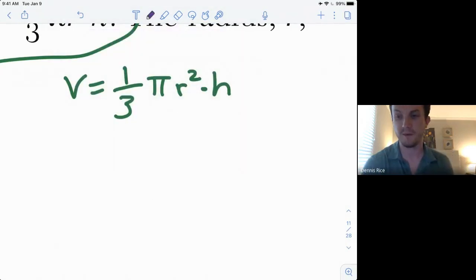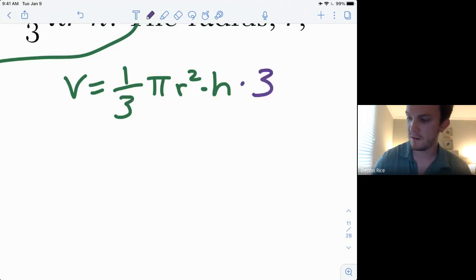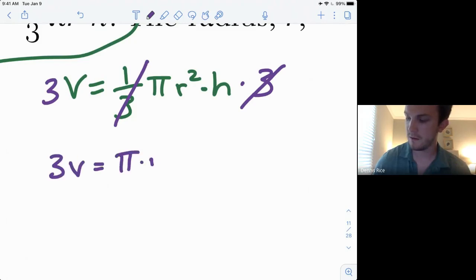I like to get rid of the fraction first. So how could I get rid of the 1/3? How can I get rid of the 1/3? Times 3. So let's get rid of that. That becomes 3v. And now in one move, I'm going to get rid of pi and h. You could split this up, but they're both being multiplied. I might as well combine the two. So I'm going to divide by pi h.